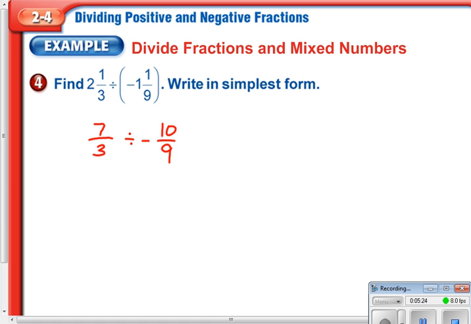Next, get rid of that division, and we're multiplying by that multiplicative inverse. Reduce within your problem. After you reduce within your problem, go ahead and do your computation. So we have a negative outcome here, and our numerator is 21, our denominator is 10.